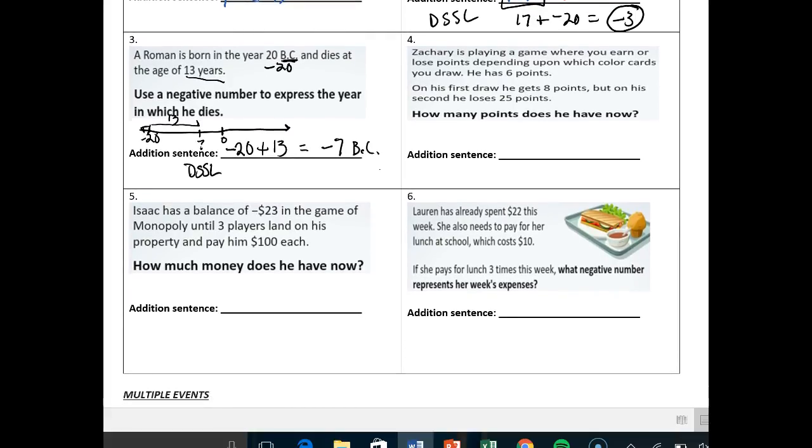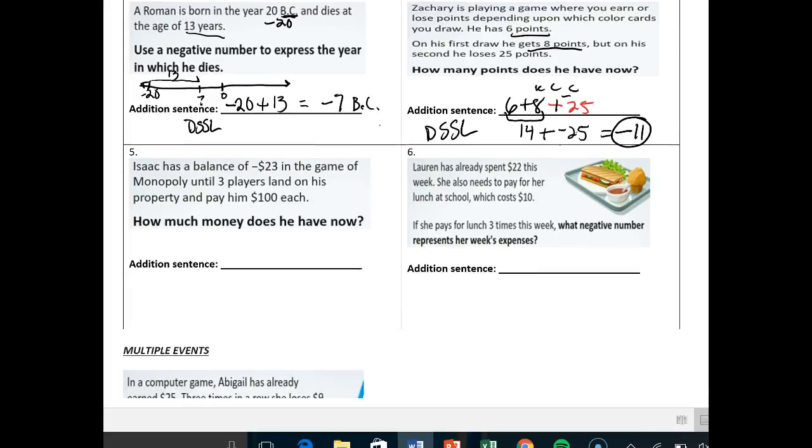Zachary is playing a game where you earn and lose points, depending on which color cards you draw. He has 6 points, so he's got +6 right now, so we put down 6. On his first draw, he gets 8 points, so +8. But on his second, he loses 25, -25. How many points does he have now? So first of all, we need to KCC, so plus a negative. So this part, he had 6, he gained 8, he has 14 now. But then he loses 25 points. It's a DSSL problem. 25 minus 14 should give me -11. Why? Because there are more negatives than there are positives.